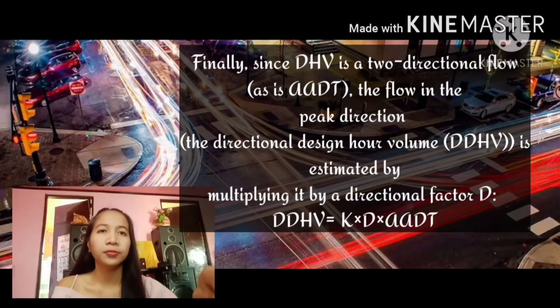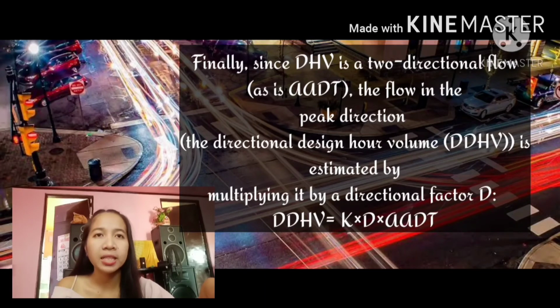Kasi it implies that the road will be over capacity 29 hours per year, because nagkakaroon siya ng better utilization of economic resources. And finally, since yung design hourly volume natin is a two-directional flow, tulad ng AADT, the flow of peak direction is estimated by multiplying it by a directional factor D. So yan, DDHV is equal to K times D times AADT.